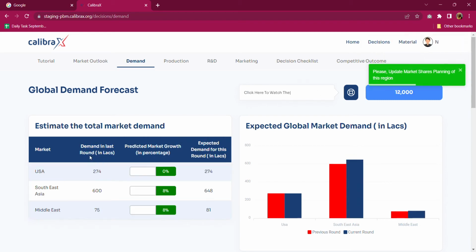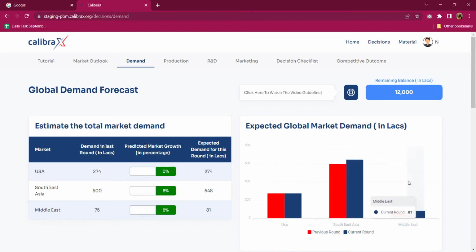Here we can see the demand. Here we can see a column called demand in the last round. Initially we can see that USA had 274 lakhs in demand, Southeast Asia had 600 lakhs demand and Middle East had 75 lakhs. So we can also see how the last year's market demand was, and over there the teams can also have a look at the geographical representation of their projected values.